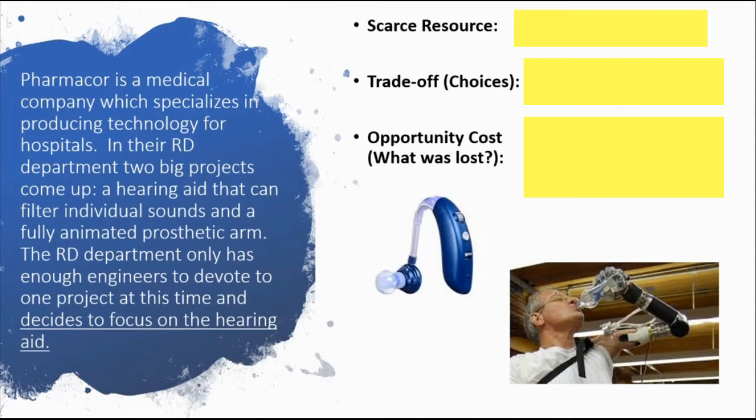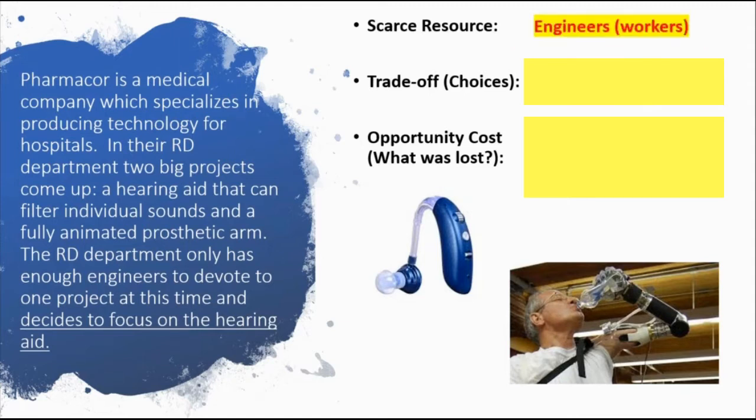PharmaCore is a medical company which specializes in producing technology for hospitals. In their R&D, which is research and development department, two big projects come up: a hearing aid that can filter individual sounds and a fully animated prosthetic arm. The R&D department only has enough engineers to devote to one project at this time, and decides to focus on the hearing aid. So what is scarce here? Why can't we do both? Why is scarcity a problem here? We don't have enough what?